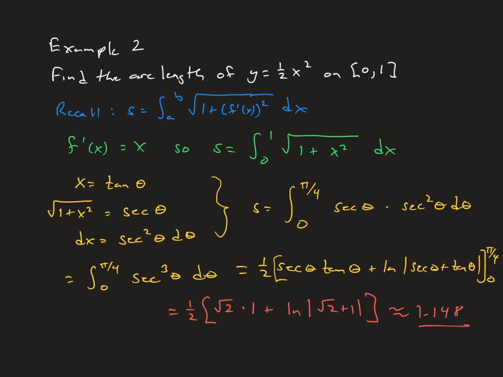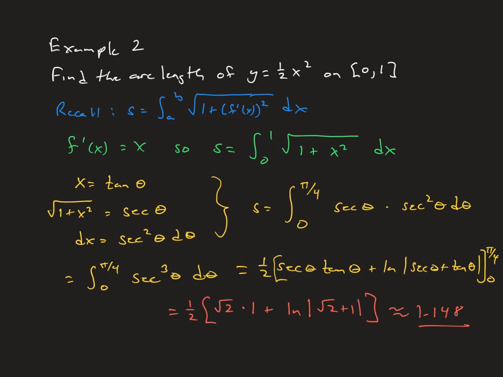So in this case, this one is all set to be a case 2. This is where you have the tangent. I will let x equal tangent of theta. Therefore the square root of 1 plus x squared is going to be secant theta, and dx is going to be secant squared theta d theta.